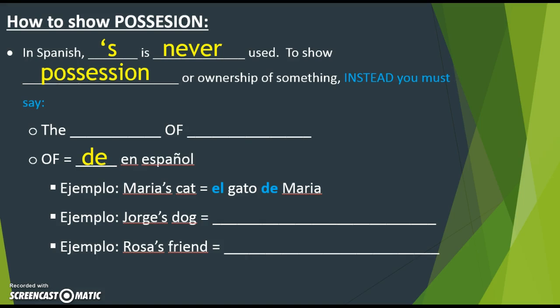To show possession or ownership of something, instead you simply use the following pattern. The blank of blank. Don't forget that the word of is the word de in español. So, for example, Maria's cat, you would say the cat of Maria. El gato de María. Take a moment to pause your video and see if you can figure out how to do these next two examples.